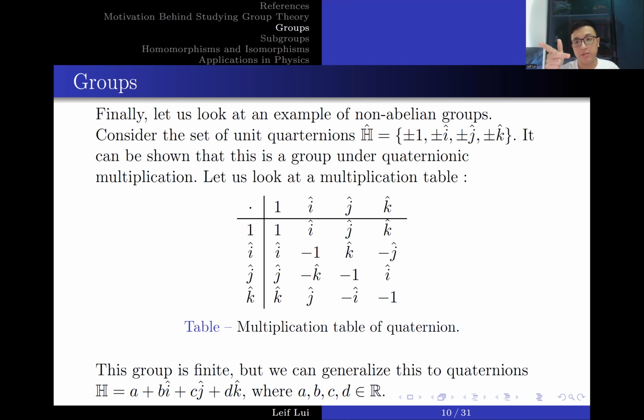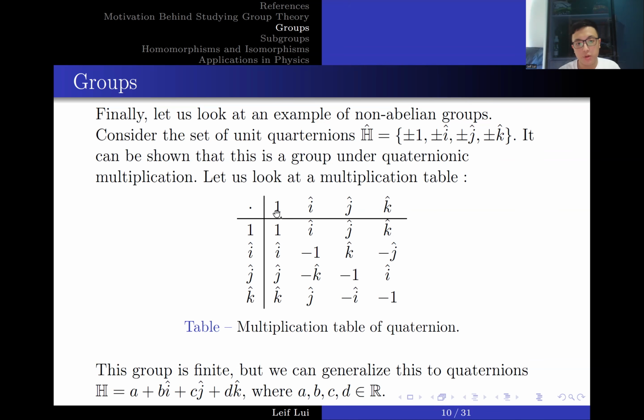When you do vector calculus, you typically write ijk, and k can be represented as the z direction, j as the y direction, and i as the x direction. It can be shown that this is a group under quaternionic multiplication. To see this, let us look at a multiplication table. To read a multiplication table, the first element is operated on the row, and the second one on the column.